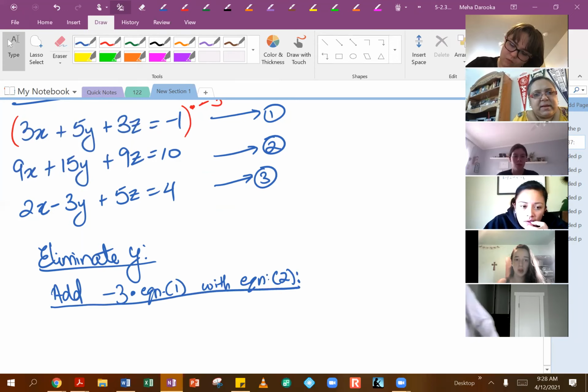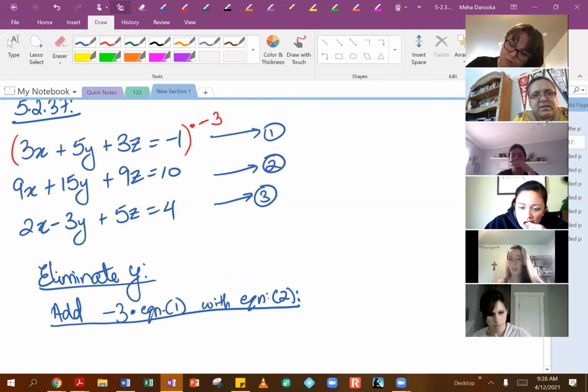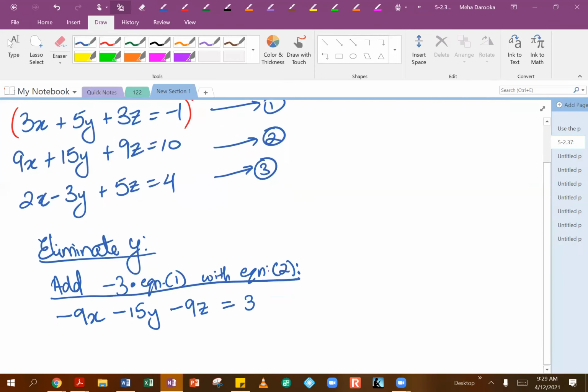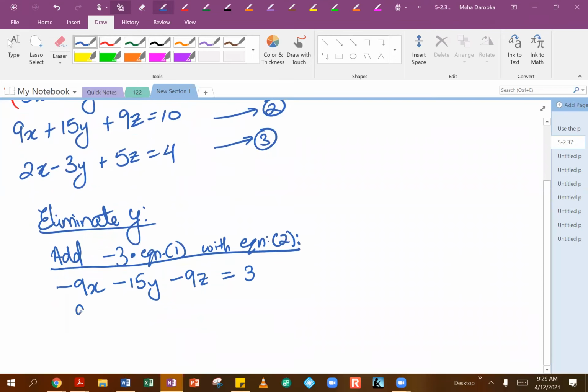So let's see, that will end up giving us -3 times 3x will be -9x. Of course, -3 times 5y will give us -15y. And then positive 3z times -3 will become -9z. And then on the other side, -1 times -3 will end up becoming +3. Then we are copying our second equation as it is. So that's 9x plus 15y plus 9z equals 10.